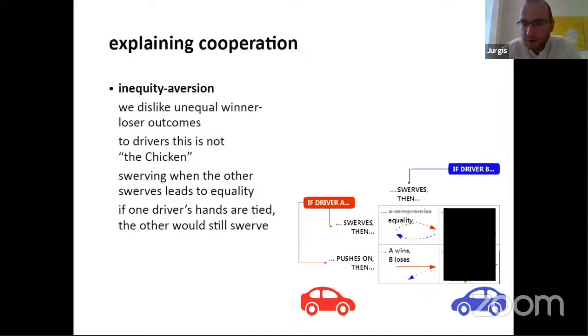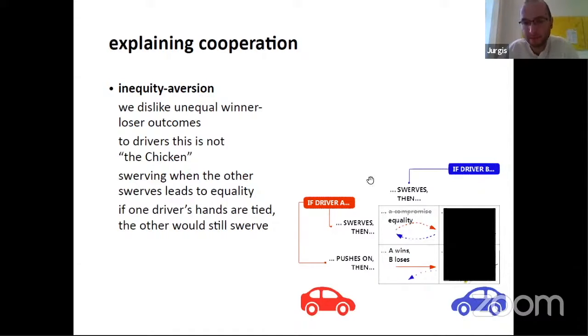Now, one important thing follows from this. Even if one driver's hands were tied, let's say the blue driver's hands were tied, in such a way that pushing on were not a real option they could take. Imagine some rigid automatic braking system in their car, for example, that prevents them from pushing on when there is another car approaching from the opposite direction. So even when that's the case, and even when the other driver, the red driver, knows that that is the case, the red driver will still swerve, because they still prefer equality to inequality. They do not like the outcome in which they win and the other loses, to the outcome where they pass one another more equally.